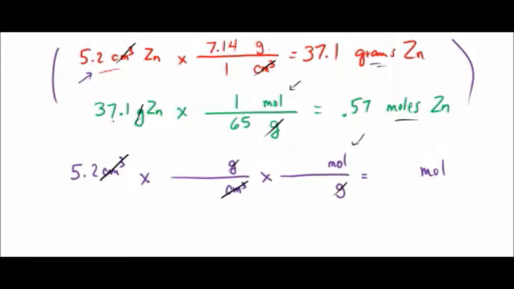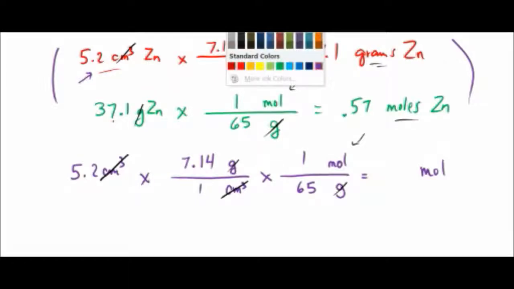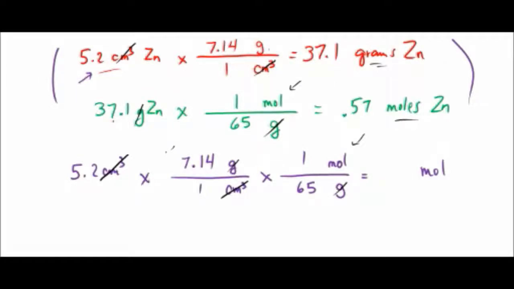You can line up conversion factors and carry them through. The first conversion factor is the density, 7.14 grams per cubic centimeter. Second is the molar mass: a mole is 65 grams of zinc. To do the mathematics, sometimes people will make errors here. This is trickier because you must multiply by whatever's on the top and divide by whatever's on the bottom of these fractions. So you can see here it should be 5.2 times 7.14 divided by 65. That's the math that I need to do on my calculator to get the answer.